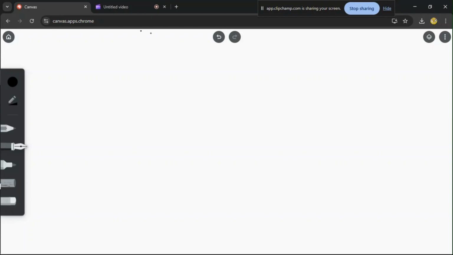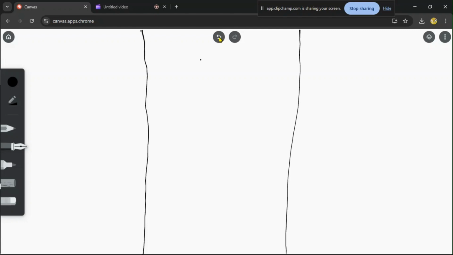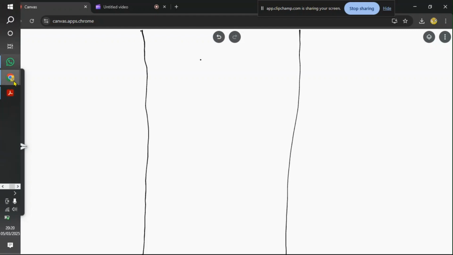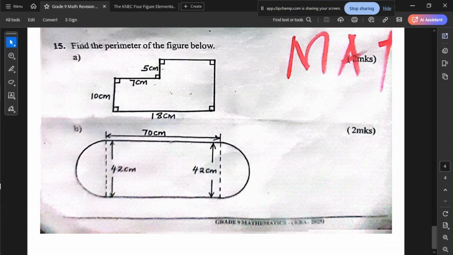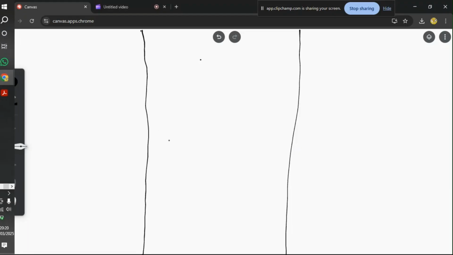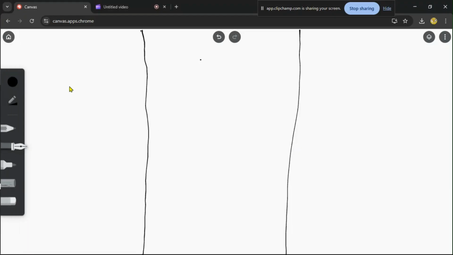Lastly, we have the last one, number 15. Let me first of all have this one, number 15. You have the two diagrams here. I want to find the perimeter of the figures below. Right, perimeter here. I have the diagram here.